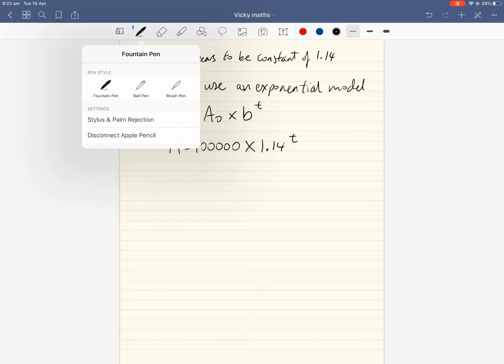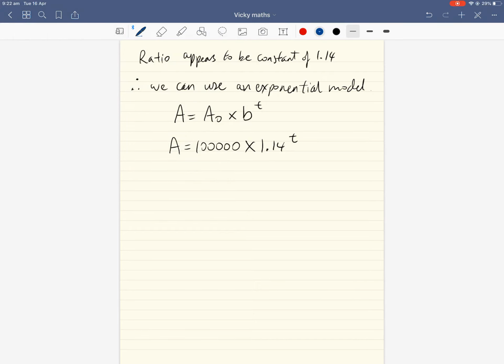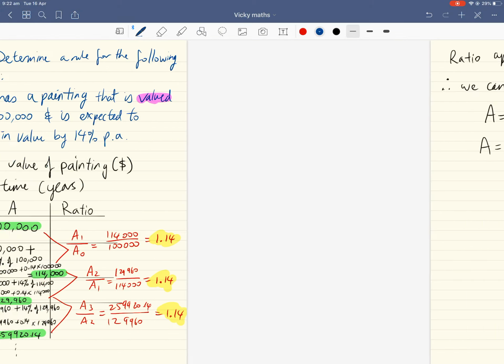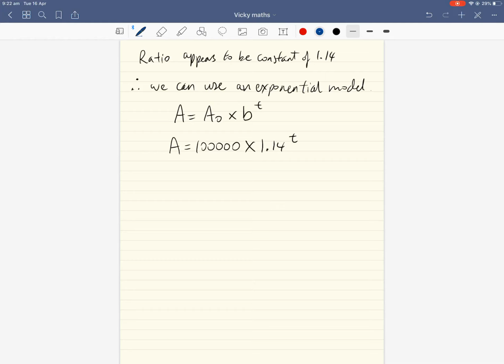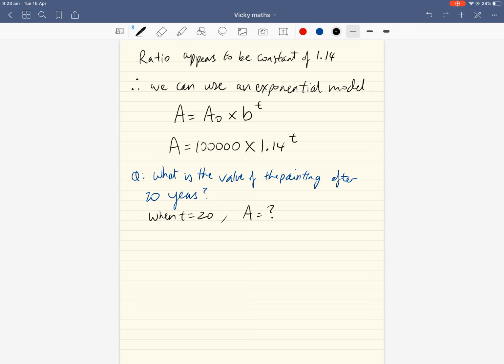A subsequent question could be, well, what is the value of the painting in 20 years' time? So you can make predictions based on this model. So rather than having to do this horrendous table calculation of year after year after year, we can literally just put T equals 20 into the formula and work it out. So the question could be, what is the value of the painting after 20 years? So essentially you're trying to calculate, when T equals 20, what is your final amount?